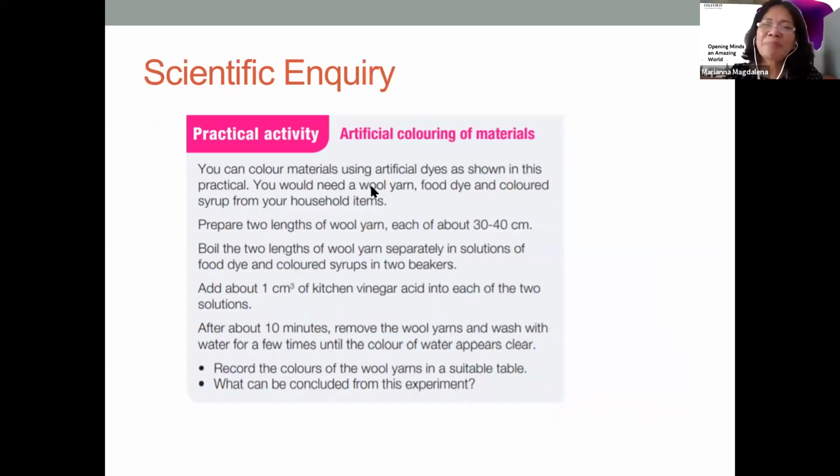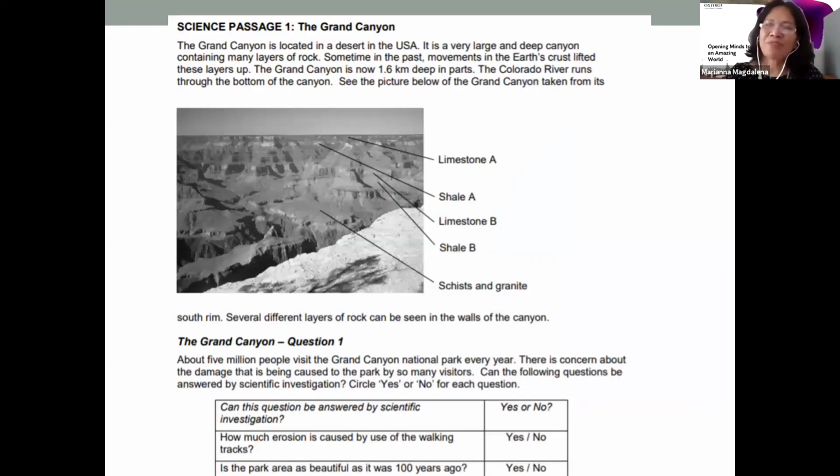And for this, what is the independent variable? The number of visitors. What is the dependent variable? We observe, let's say, the hole made by the feet of the visitors. Let's say that's the erosion. And then what will be the control variable? The visitors need to be on the same site, exactly the same, because if you have different texture of soil, of course, you will have different results. So the control variable here is the same site. That's an example of control variable.